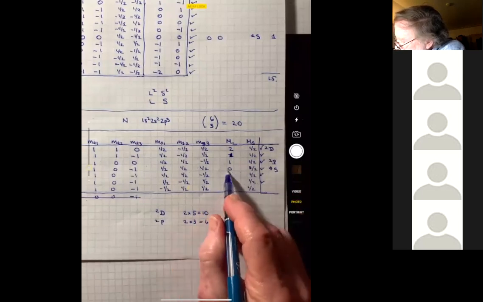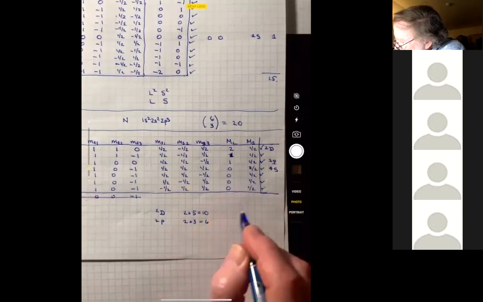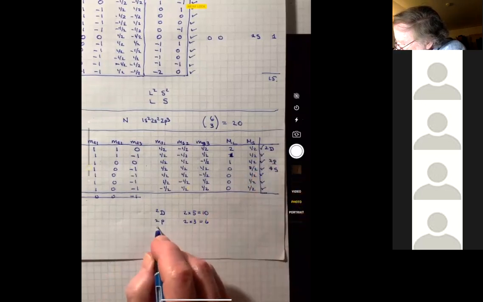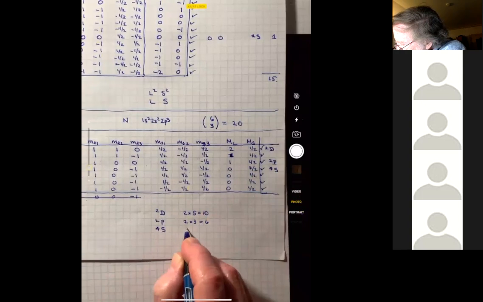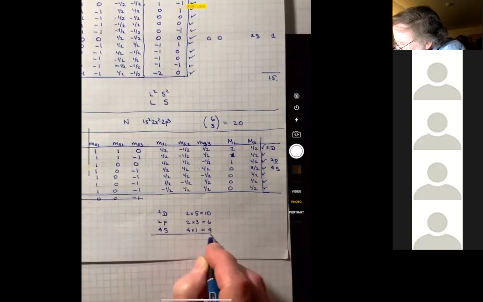Now here we can't lower m sub L, but we can lower m sub S, and if we do, we get 1/2, and that takes care of that state down there. And now you see all the states are checked. So what we've got is quartet S here. 4 times 1 equals 4 is the degeneracy of that. Now add this up, 10 plus 6 plus 4 is 20.